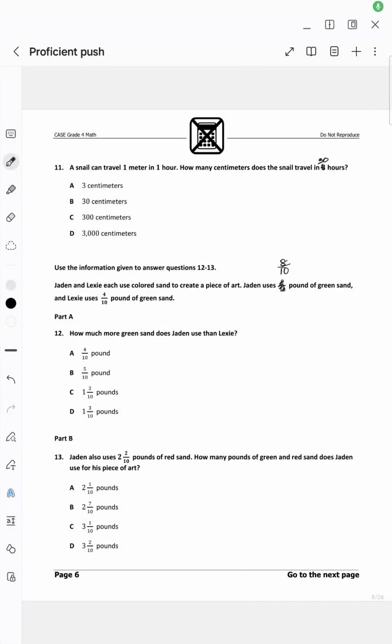So I am back, and this is the next part of the study guide. Now it says do not reproduce, but I'm writing over questions, numbers, and answer choices. So I'm just going to dive right in.